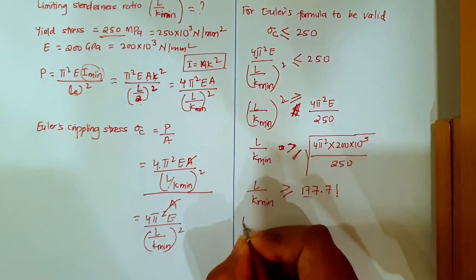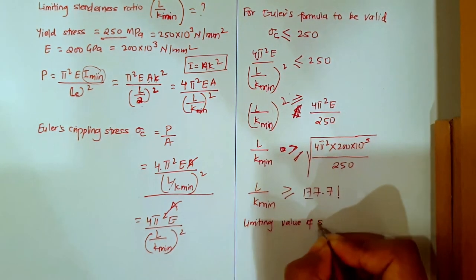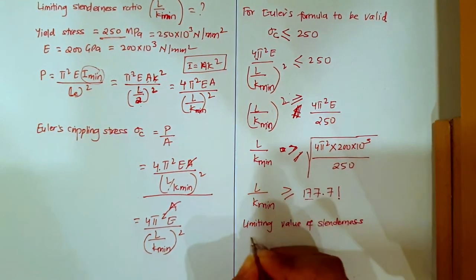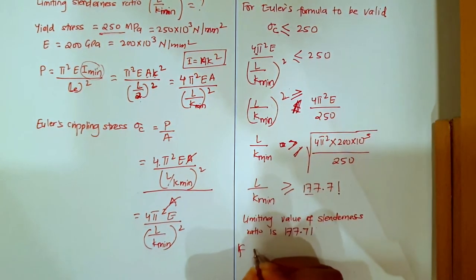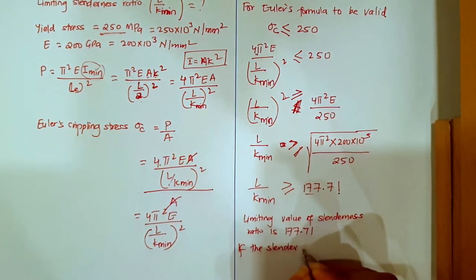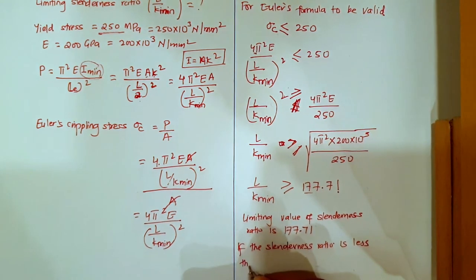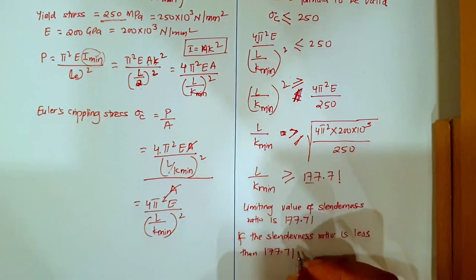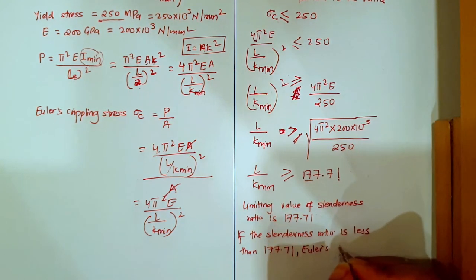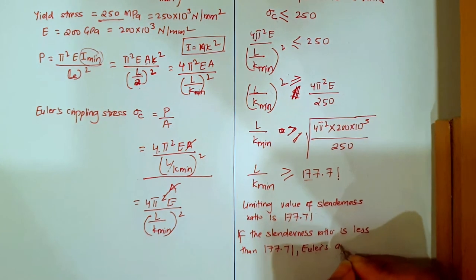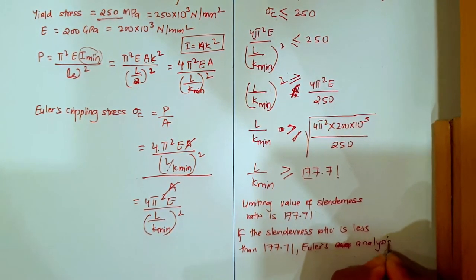So it means that the limiting value of slenderness ratio is 177.71, and if the slenderness ratio is less than 177.71, then Euler's formula, Euler's analysis, or Euler's crippling stress will not be valid.